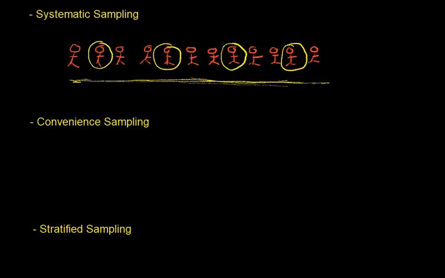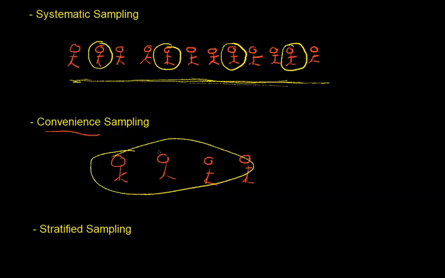Next, we have convenience sampling. This one makes a lot of sense. It's exactly what it says: convenience. So you have some students that are available, hanging out. You just select those students, right? Just select the students that are available and want to take the test. The convenient students to sample, just sample those guys.